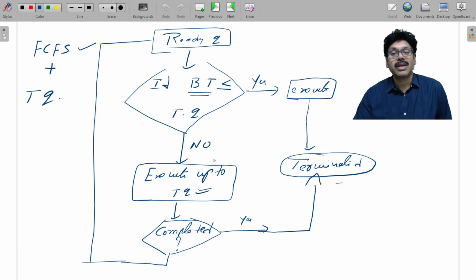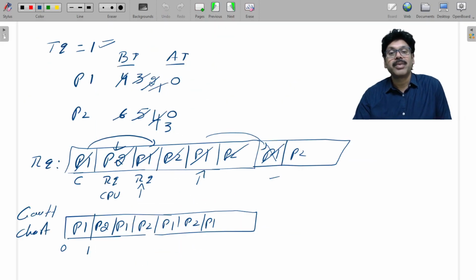What is the condition? After executing up to the time quanta, if it is completed, you go to the terminated state. P1 is released. Now P2 is alone. P2 is executed for 1 unit of time, the balance is 2. Again P2 is executed for 1 unit of time, and the balance is 1. Again P2 is executed for 1 unit of time. Then the balance is 0.